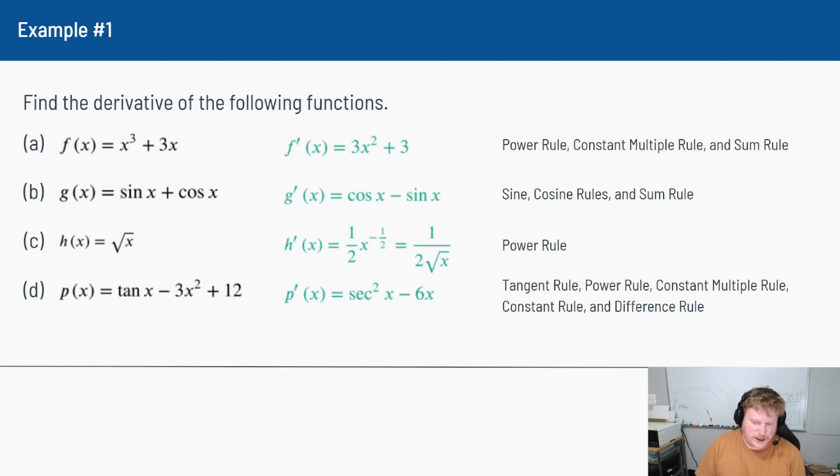So for tangent x, the derivative is secant squared x. For 3x squared, we're multiplying by the old power, so 3 times 2 is 6, and decreasing the power by 1, so x to the first. And then plus 12. That's just a constant, and its derivative is always going to be 0. So that's why that term disappeared.